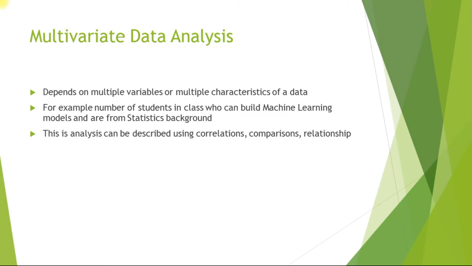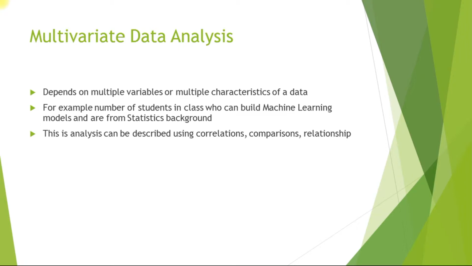Okay. Now let us try to understand what multivariate data analysis is. This kind of data analysis depends on multiple variables or characteristics of data. The example can be the number of students in a class who can build machine learning models and the number of students in the class who are from a statistical background. Here we have two feature columns or two characteristics. So our analysis depends on two characteristics, that is the number of students who can build machine learning models and the number of students who are from a statistical background.